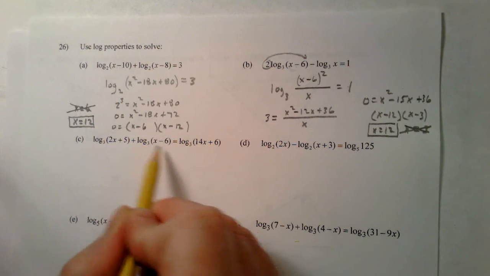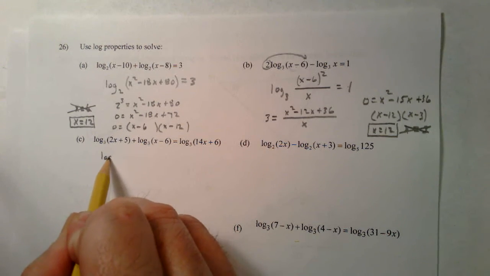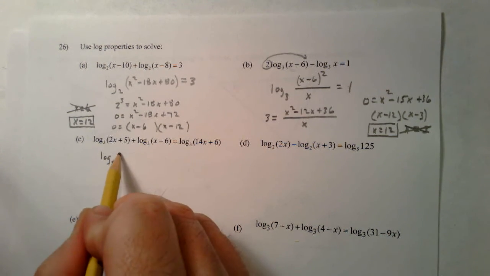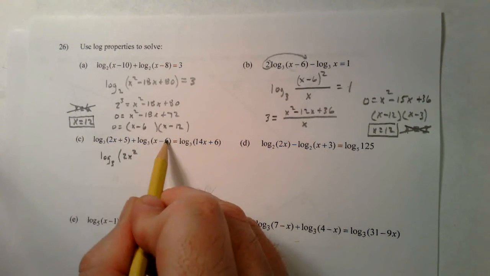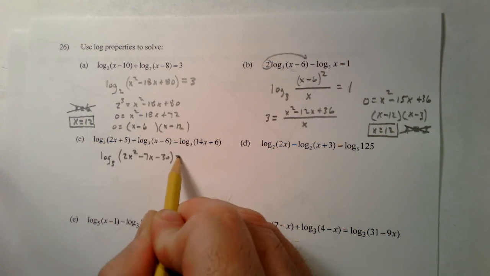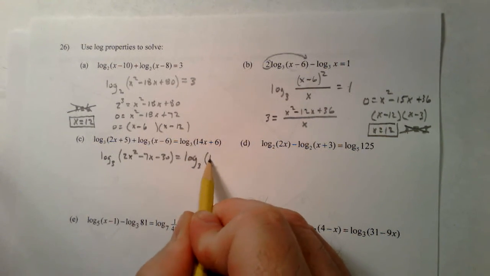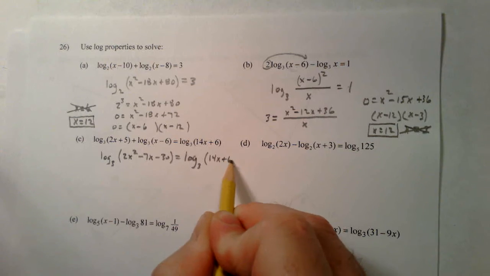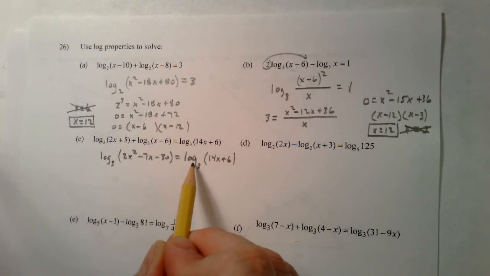These 2 logs are separated by a plus sign, so they're going to get multiplied together. I'm going to do that right now. 2x squared. Let's see, I got a minus 12x and a plus 5x, so minus 7x minus 30. I didn't do anything with this side because here's the important part. This is different than the first 2 we just did. Both sides now have log base 3. There's one here and there's one here.